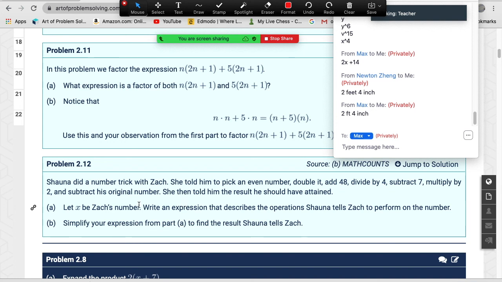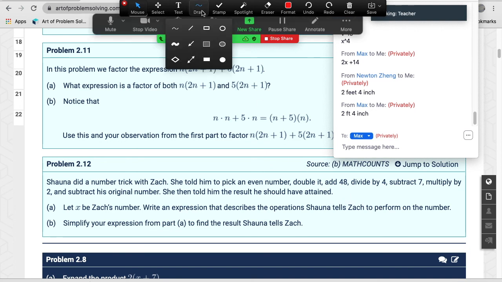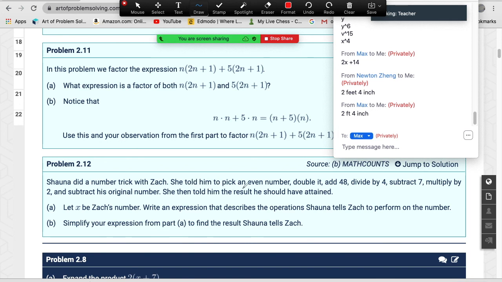They give you two steps. First, A, you set x to be Zach's number. Write an expression that describes the operations Shauna tells Zach to perform on the number. Okay, so now let's see. If Zach's number is x, then Shauna tells him to pick an even number. X is definitely an even number, right? Double it. Here you got 2x.